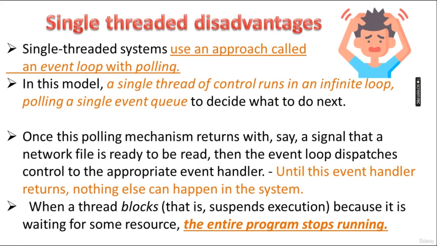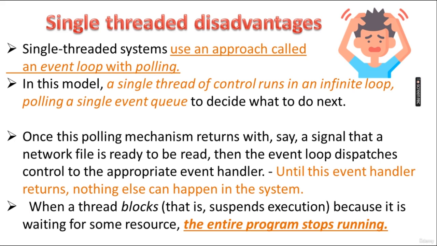First of all, we will see the disadvantages of single threading. Single threaded systems use an approach called an event loop with polling. In this model, a single thread of control runs in an infinite loop, polling a single event queue to decide what to do next. Whatever task you are doing at the current time will run in an infinite loop because it does not know what to do next. So it is waiting until the CPU tells it what is next.